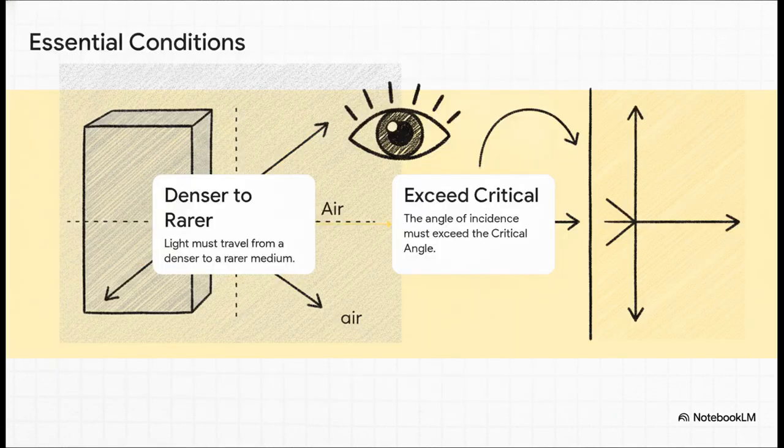Now, for this perfect trap to actually work, two golden rules have to be met. First, the light must be traveling from a denser medium, like glass, and trying to escape into a rarer medium, like air. Second, the angle must actually exceed that critical angle we just defined. When both of these conditions are met, boom, the boundary acts like a perfect mirror, and 100% of the light is reflected back inside. It is completely trapped.